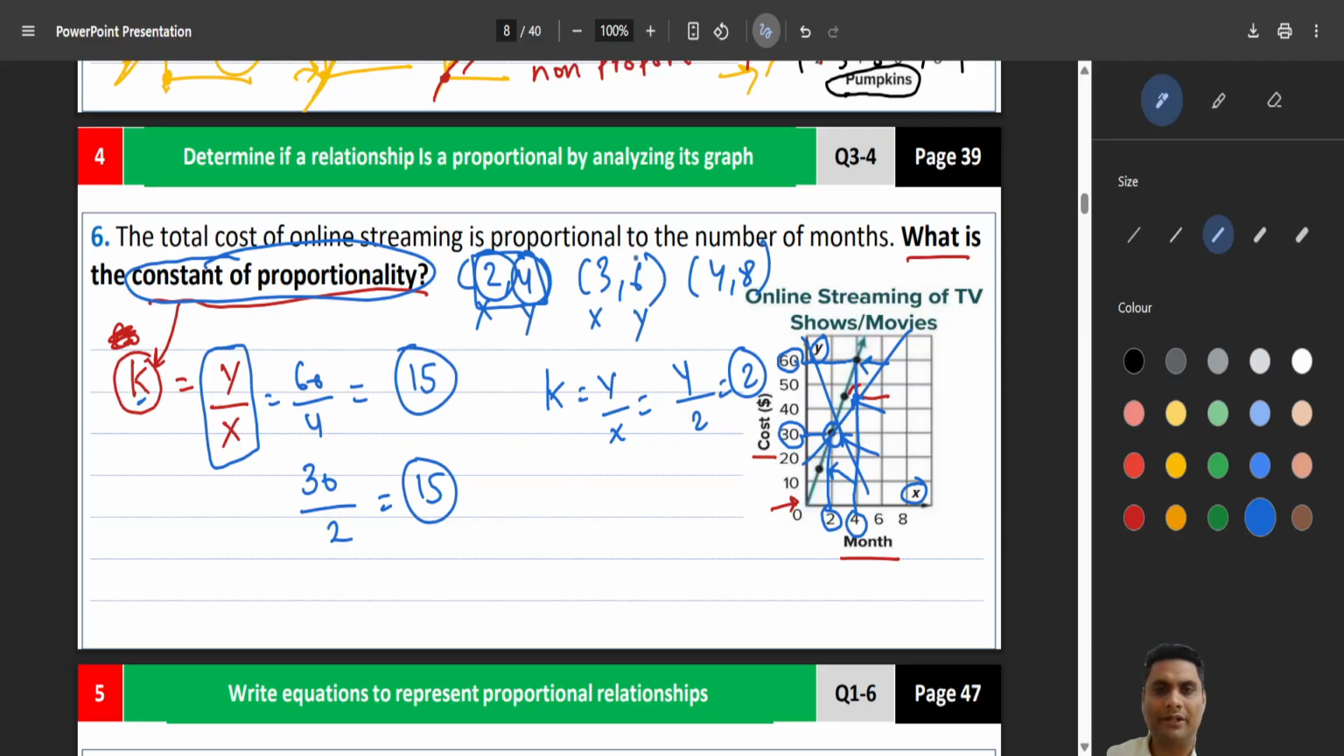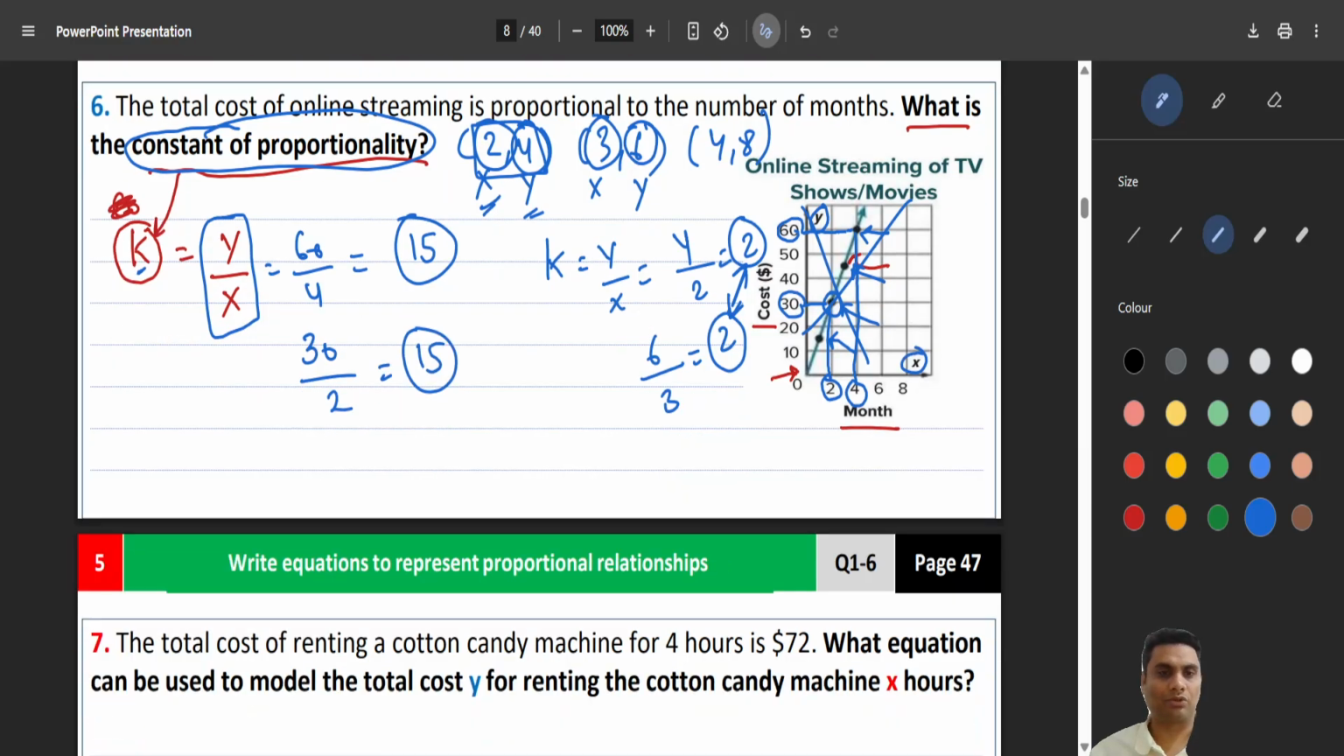Take any other point. Here the y is how much? 6. And the x how much? 3. So 6 divided by 3, 2. See, same answer. So sometimes if the graph is not given, then the points will be given like this. And the first one is always the x, the second one is always the y. Okay, remember this. So this was constant of proportionality.